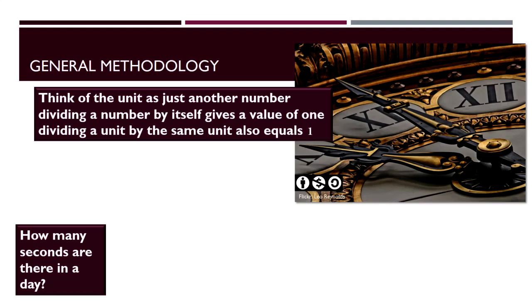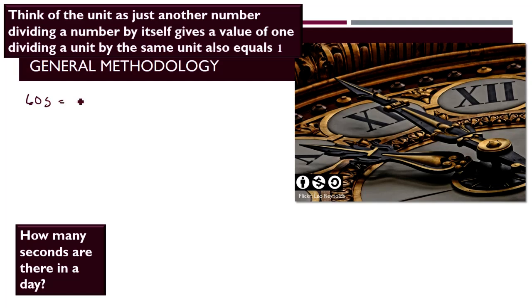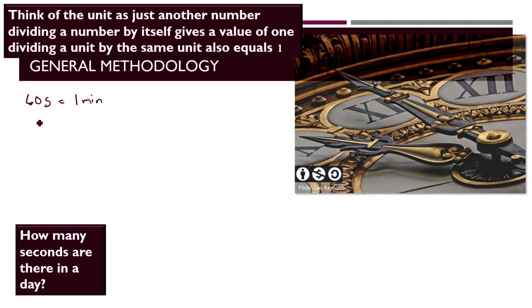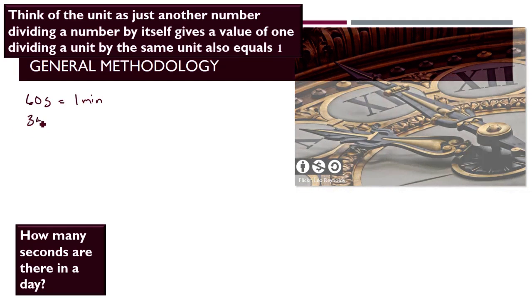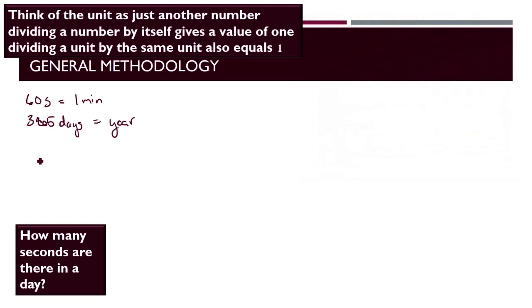If you don't happen to know that, like me, you can start thinking about some equalities that you do happen to know concerning days and seconds and so on. So let's write some. Well, we know that 60 seconds are equal to 1 minute. We know that there's 365 days in a year. We know that there's 7 days in 1 week.